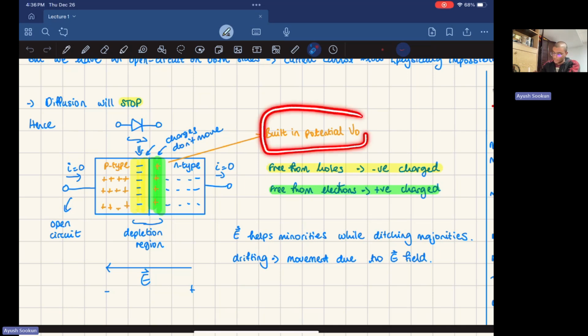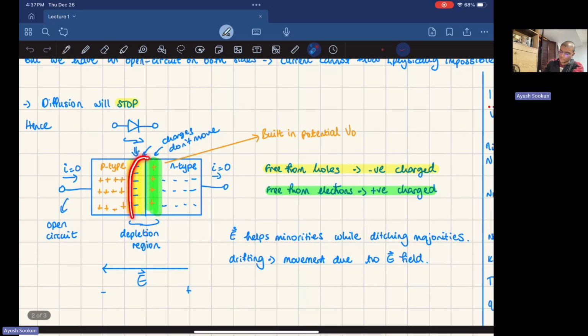That built-in potential here is denoted by V0, and that V0 will be derived in your lecture. For that derivation, you're not responsible for understanding all of it. You just have to understand what each element inside of that equation represents and how you can apply them. That's all that matters to you. Okay, so that's your V0.